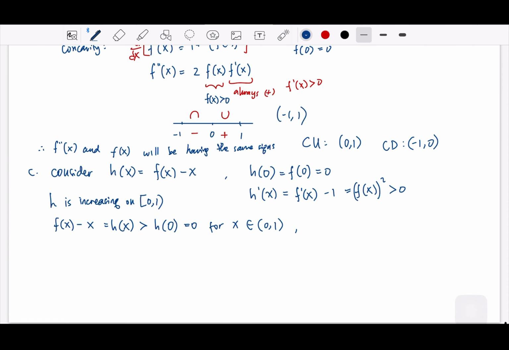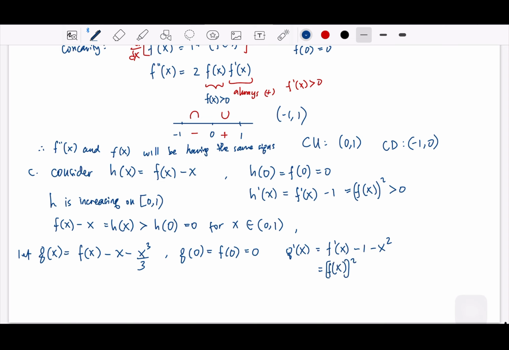Okay, let's make another statement that we would like to have g. Let's say we let g of x equal to f of x minus x and then minus x cubed over 3. Okay, so when we have this, then we have g of 0 is equal to f of 0 is equal to 0. And g prime x is equal to f prime x minus 1 minus x squared. So from this statement, we could get f prime x is 1 plus f squared. So we have f squared minus x squared is always positive. And x is on the 0 to 1 interval.